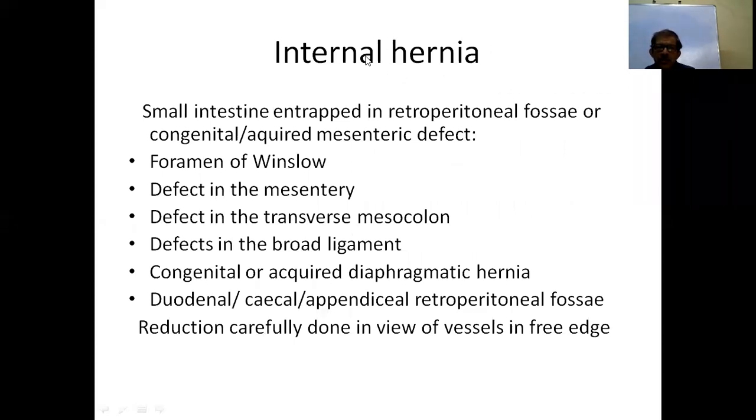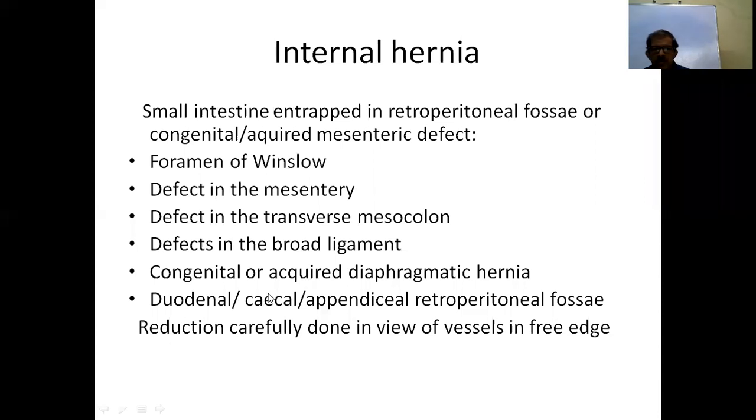Internal hernias, I already told you: just like external obstructed hernias, like femoral or inguinal hernias, there may be internal hernias because there are certain foramina or defects, like the foramen of Winslow, which is the free edge of the lesser omentum. There the bowel may go and get stuck. Similarly, there may be defects in the mesentery, broad ligament, or transverse mesocolon, where the bowel may enter and not come back. So as far as possible, once you are done with your surgery, you have to close these defects. Otherwise, there is chance for internal herniation. Even diaphragmatic openings may lead to hernia.